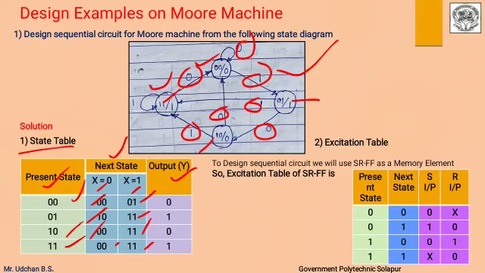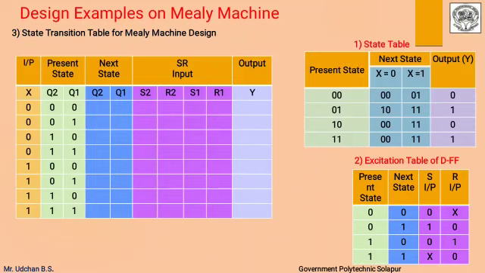In this question also it is not given which flip-flop is supposed to be used as a memory element. So here I am going to use SR flip-flop as a memory element. For that we require the excitation table of SR flip-flop. This is the excitation table of SR flip-flop. So we are going to use this state table and excitation table to complete the state transition table. First write down the next state values when x is 0 and x is 1.